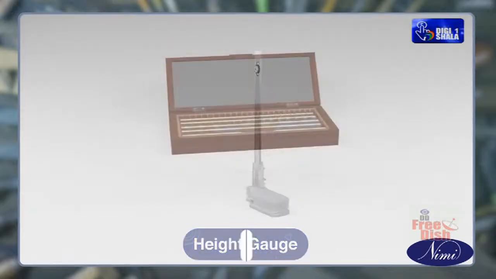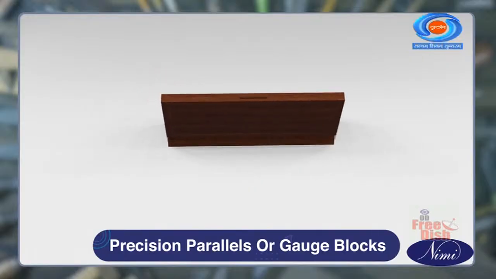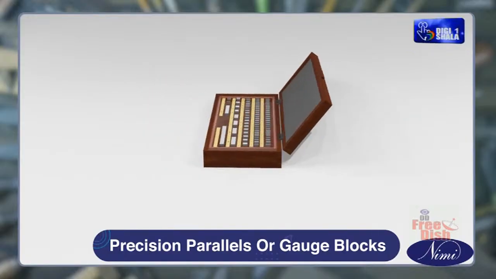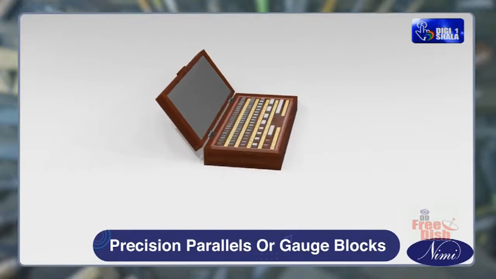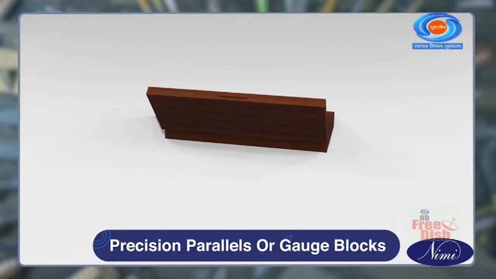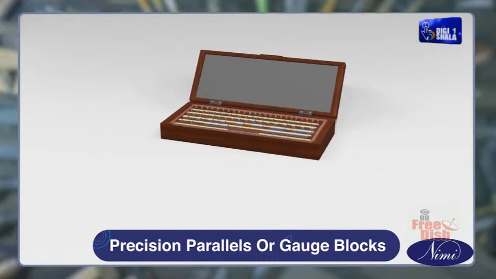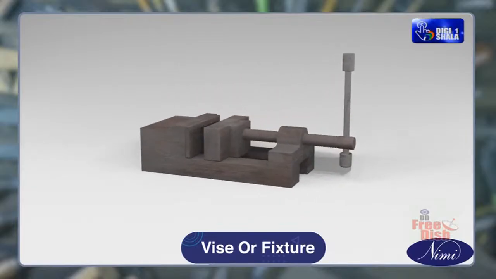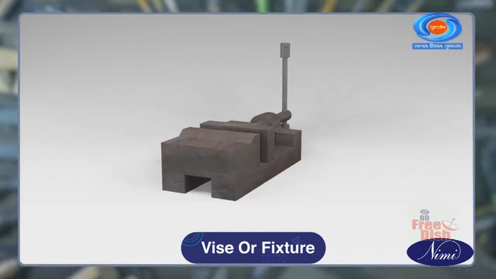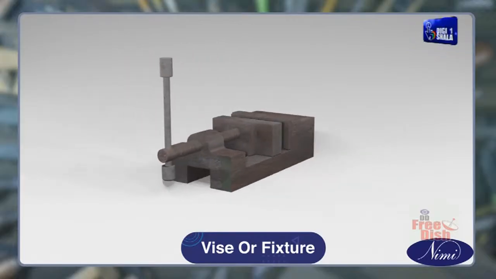Precision parallels or gauge blocks: accurate gauge blocks are used as joining equipment while measuring angle and height of the job. While working, a special property called ringing is used to align the blocks. Vise or fixture: these tools are used to hold the job rigidly at the time of machining and some other fitting and filing operations.